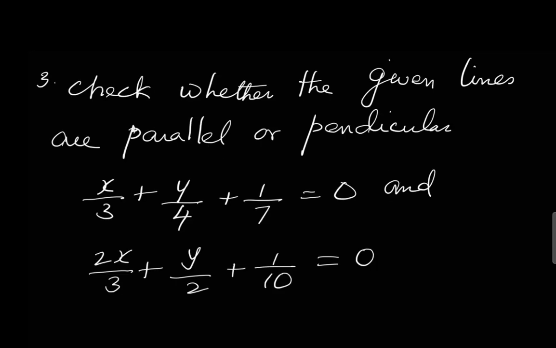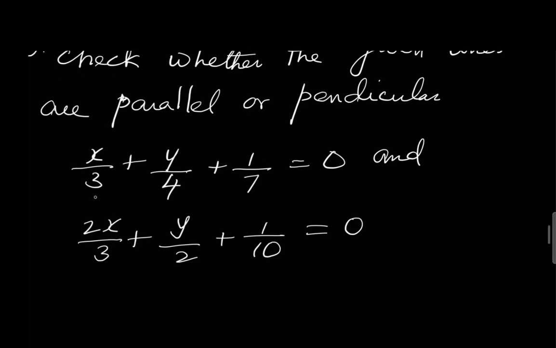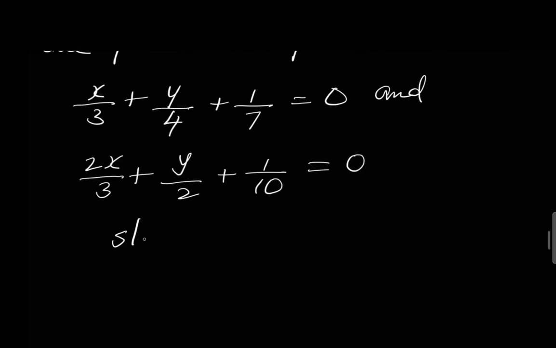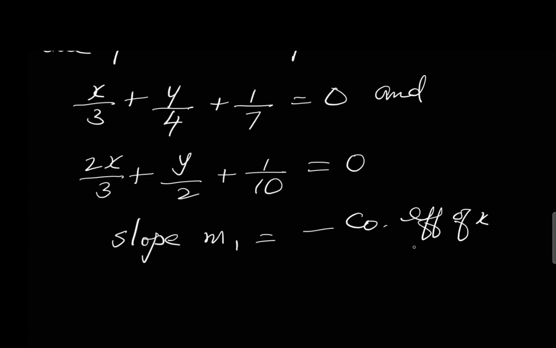Next, third question. Check whether the given lines are parallel or perpendicular. If the lines are parallel, the slopes are equal: m1 is equal to m2. If perpendicular, the product of the slopes is minus 1. The given two lines are x by 3 plus y by 4 plus 1 by 7 equals 0, and 2x by 3 plus y by 2 plus 1 by 10 equal to 0. For the first line, find the slope: m1 is equal to minus coefficient of x divided by coefficient of y.